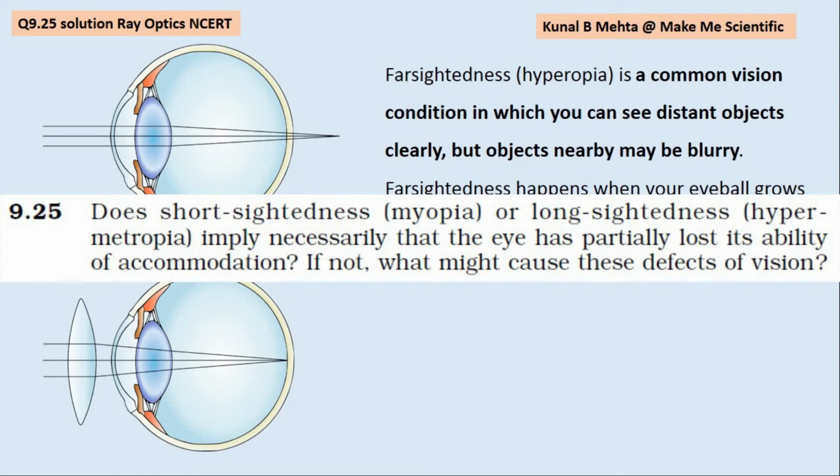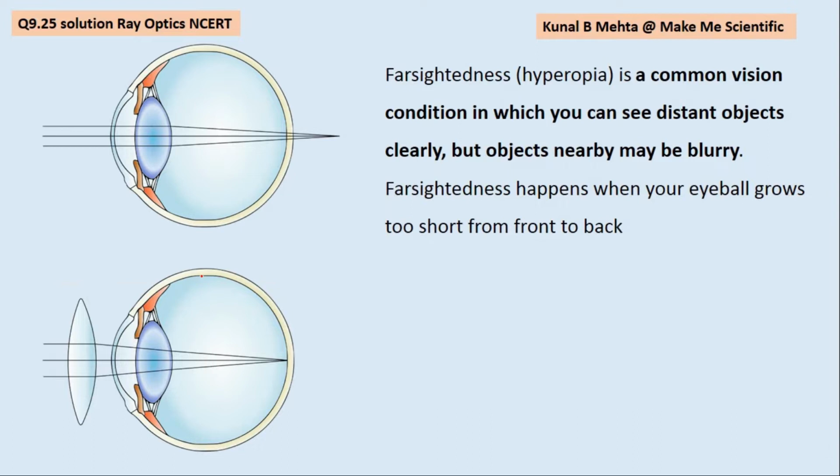Let's discuss problem number 9.25, Standard 12 Physics NCERT textbook, Ray Optics chapter. The question being asked is, how many types of defects of the eye are there, and does the eye lose the power of accommodation or not? So the correct answer is, in any of the defects the eye does not lose its power of accommodation.